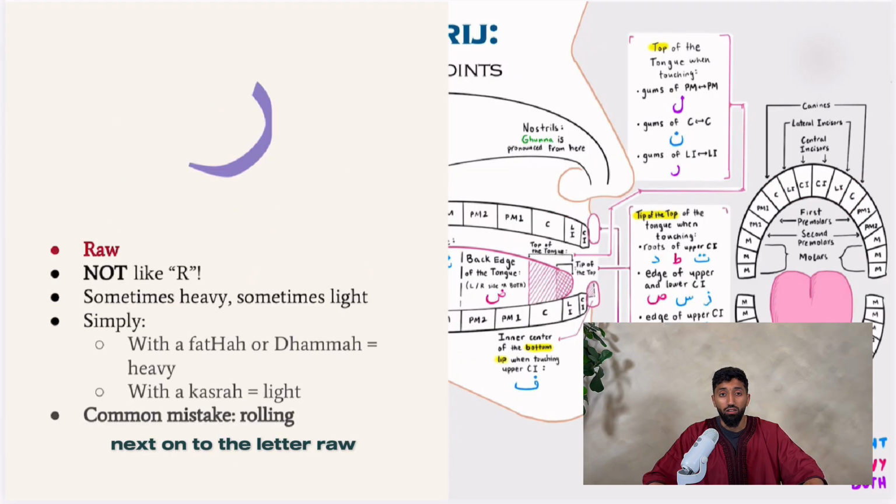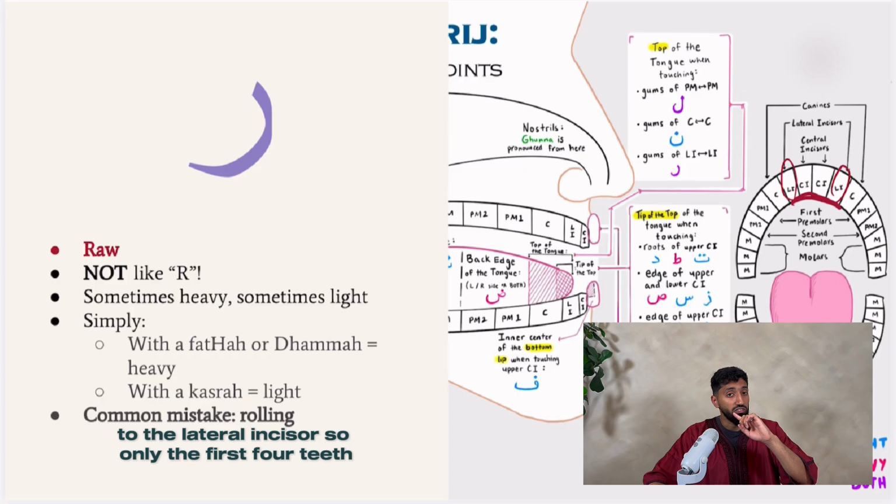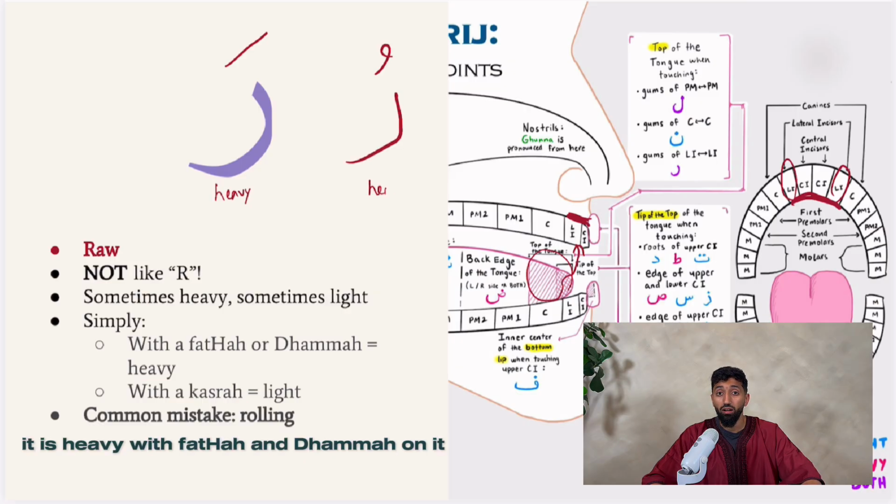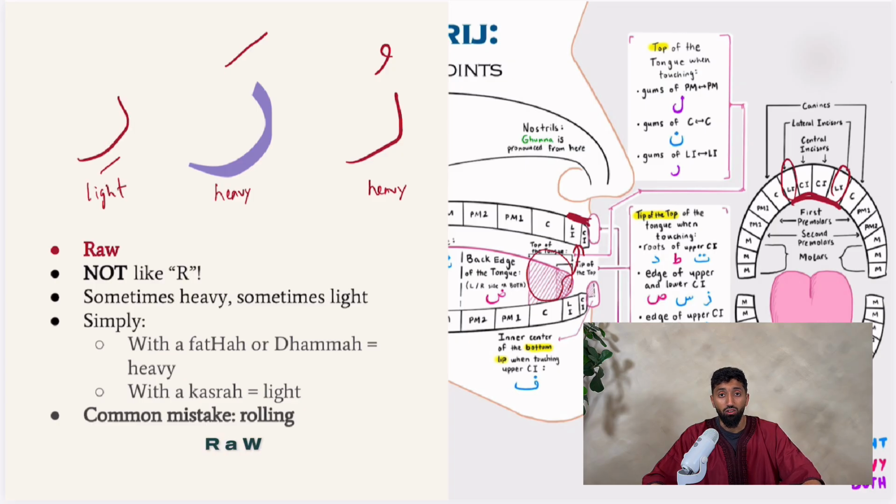Next, on to the letter Ra. So Ra comes from when the top of the tongue is touching the gums of the lateral incisor to the lateral incisor, so only for the first 4 teeth. It's not like R in the English language, which isn't touching any teeth. But for this, the top of the tongue will flip up and touch the gums of lateral incisor to lateral incisor, and you will pronounce the letter Ra. It is heavy with fatha and dhamma on it, and light with kasra on it. Ra. That's why I've spelled it like this, R-A-W. So it's like awe, like awesome, Ra.